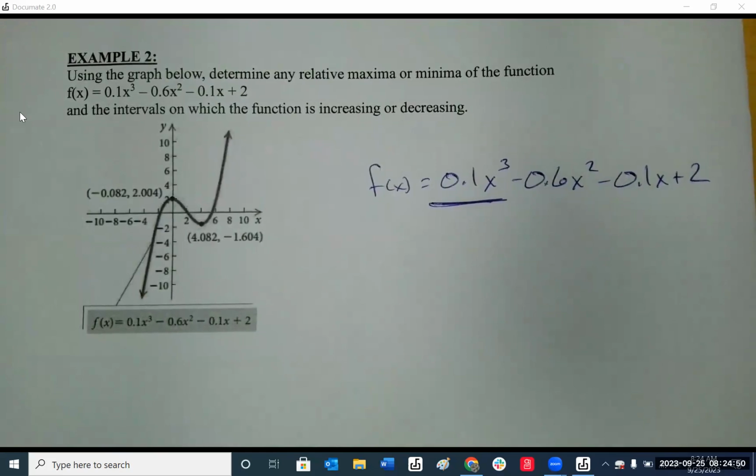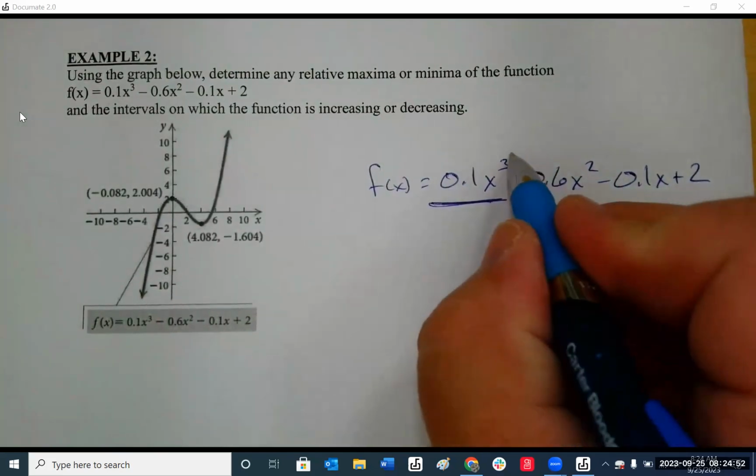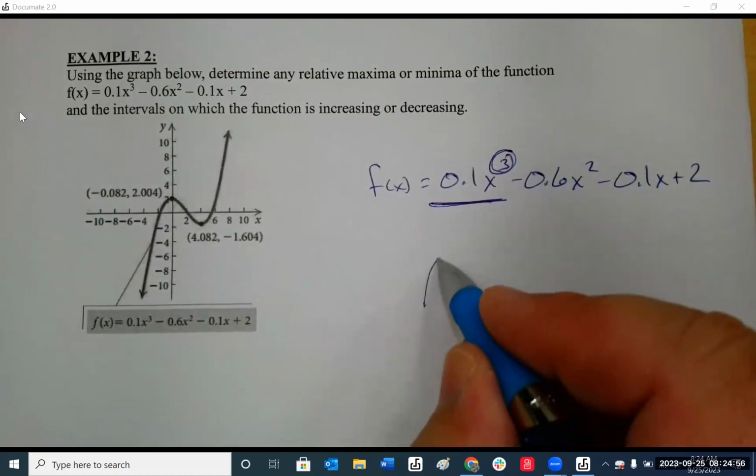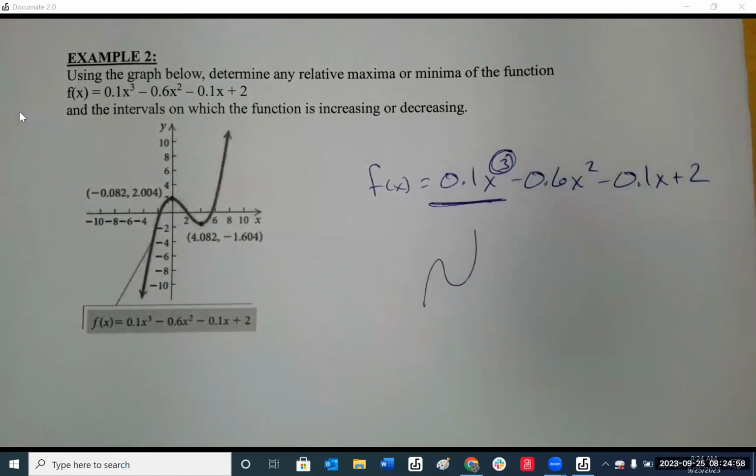This part here tells me, since it has a cubic function, we know the graph will look like this. If you look at your library of functions, that's exactly what it tells you. A cubic function, so that's the biggest exponent. So we know we have that shape.